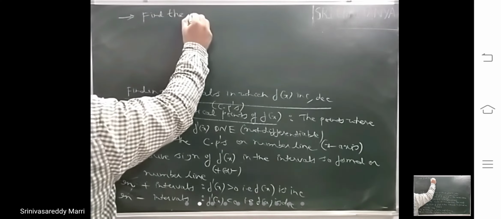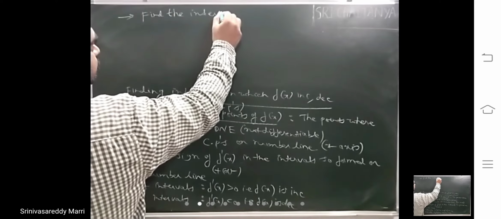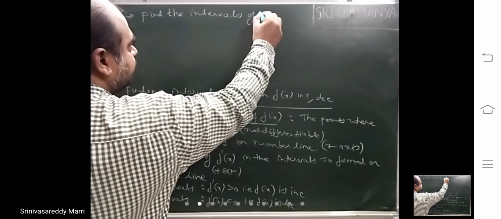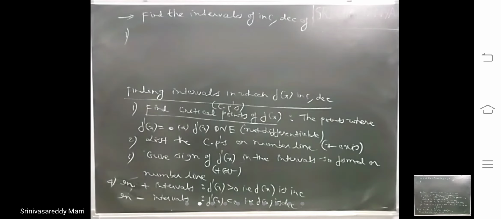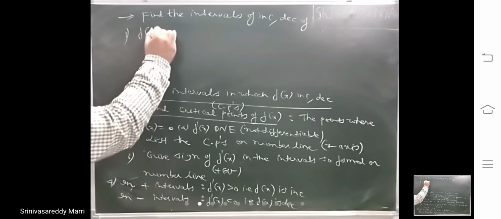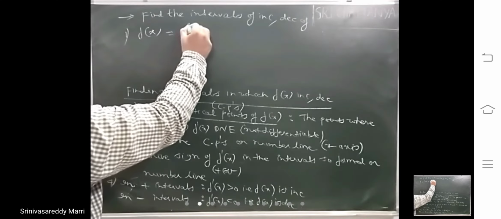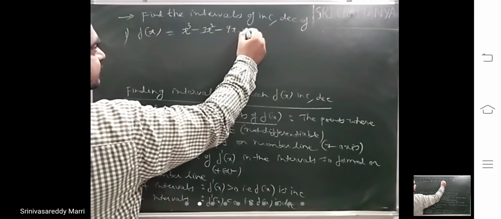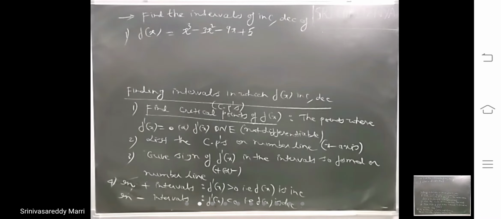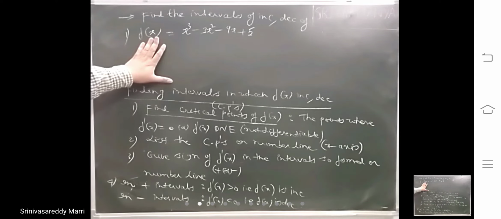Find the intervals of increase and decrease for the first question. f of x equals x cube minus 3x square minus 9x plus 5. You have to find the intervals in which f of x increases and decreases.